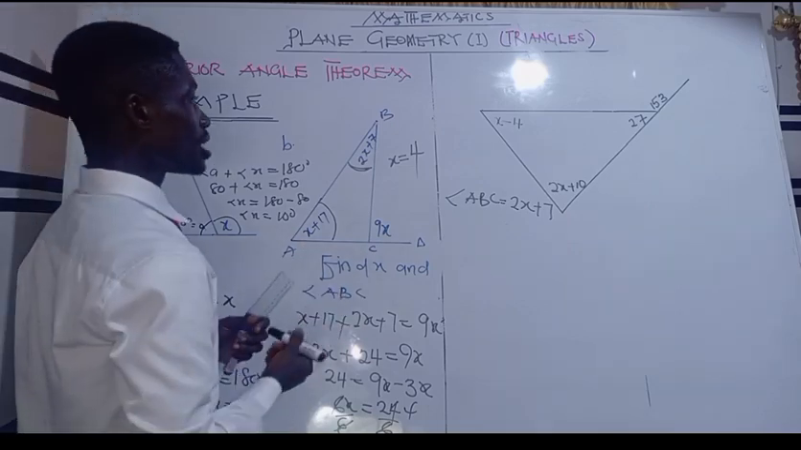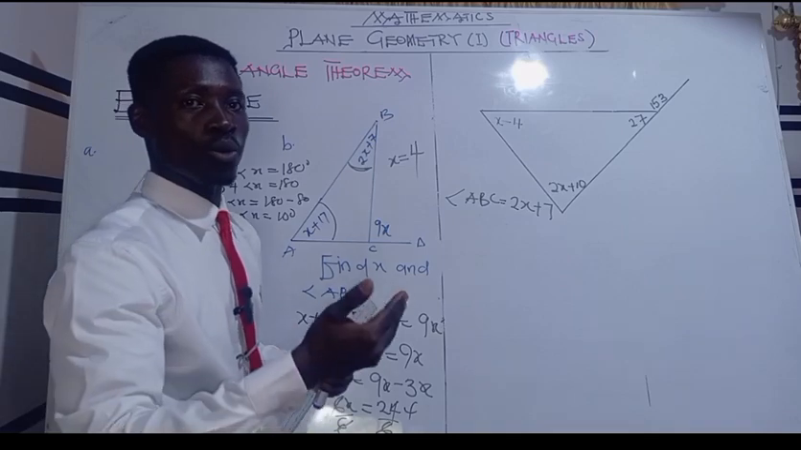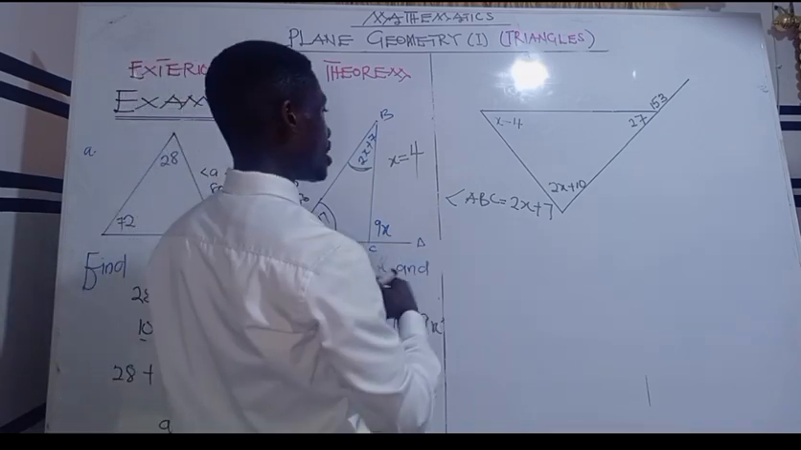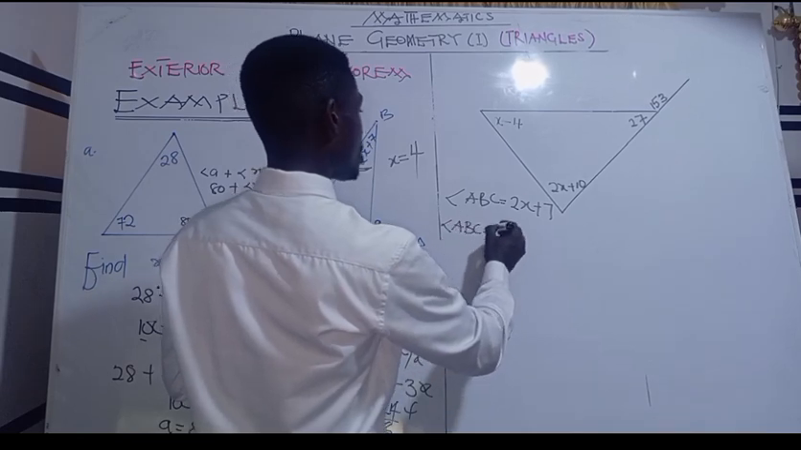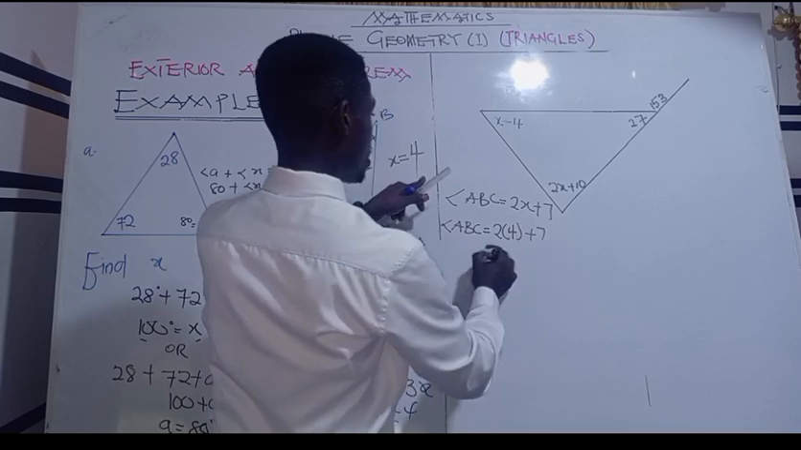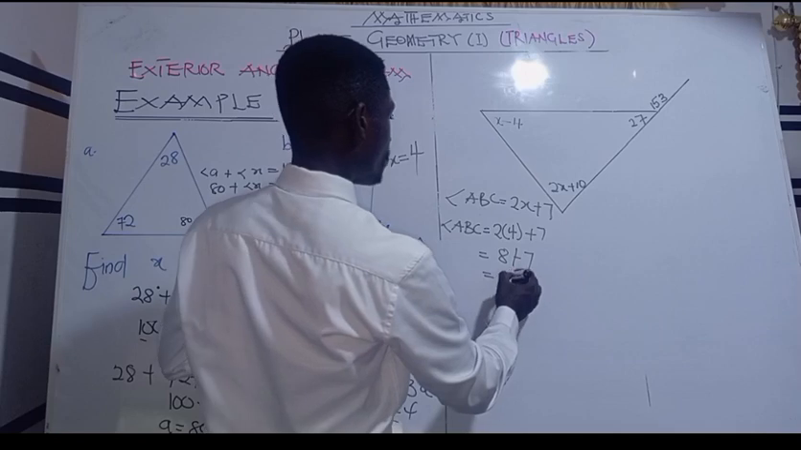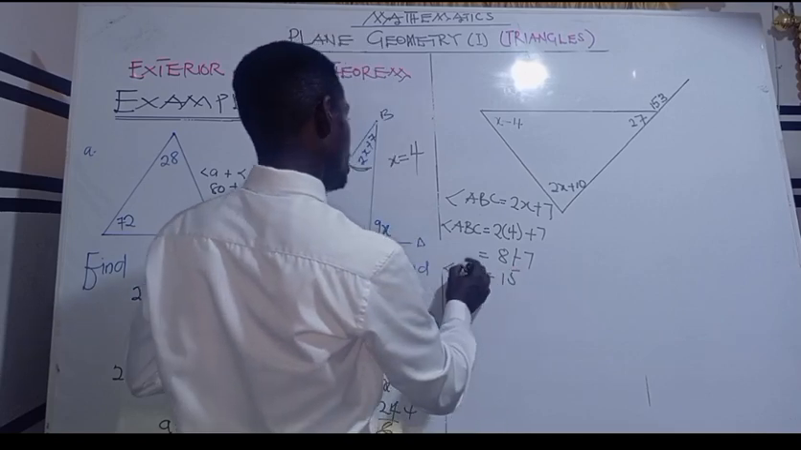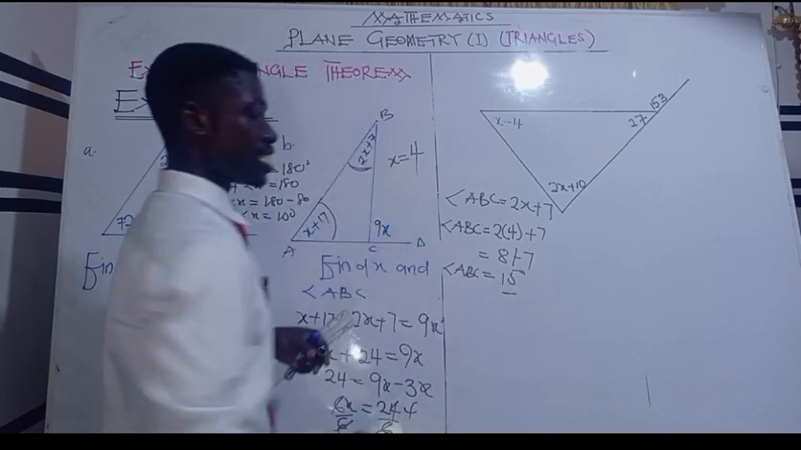Now we already know that x is what? 4. So we just have to substitute 4 in place of x here. So we are going to get angle ABC is equal to 2 times 4 plus 7. So we have 8 plus 7. We have 15. So angle ABC is equal to 15 degrees.